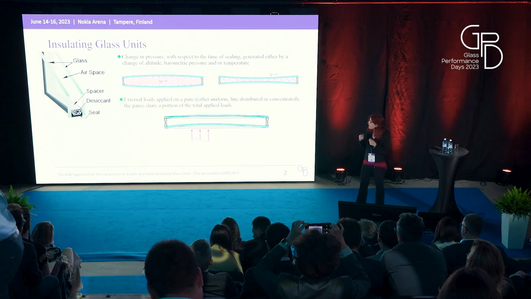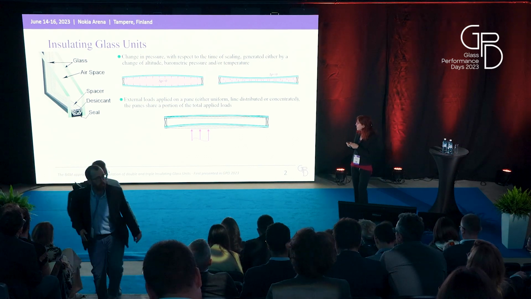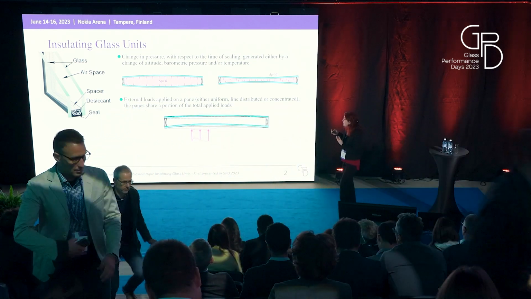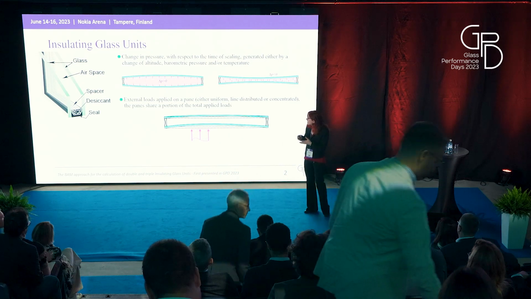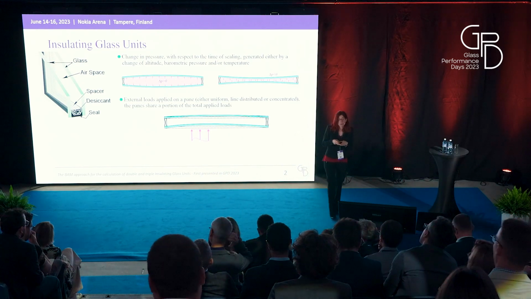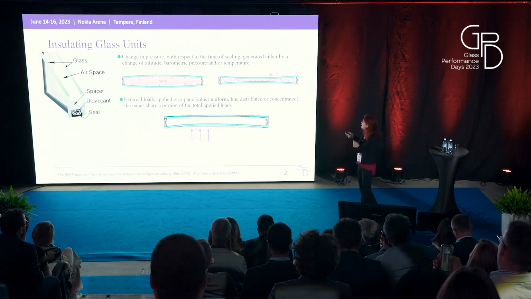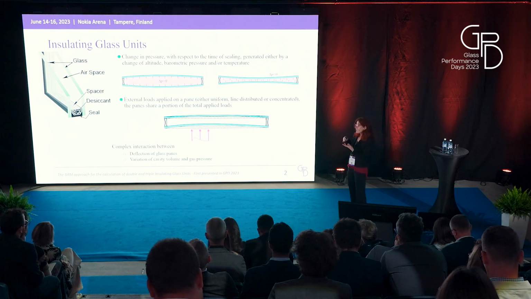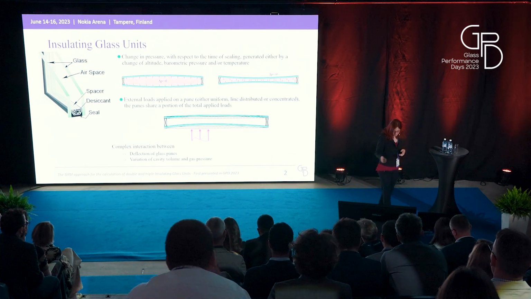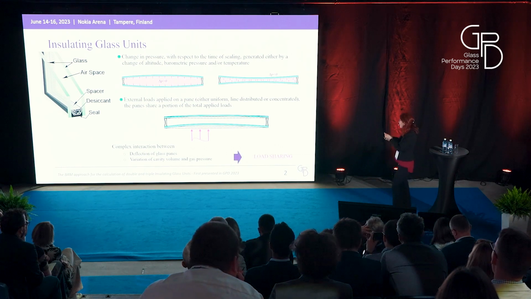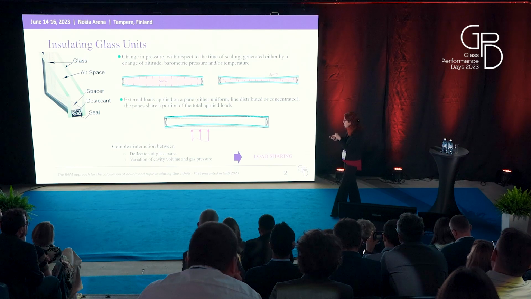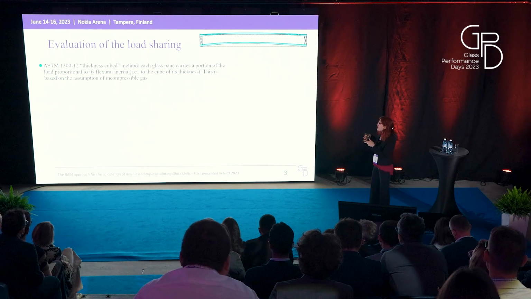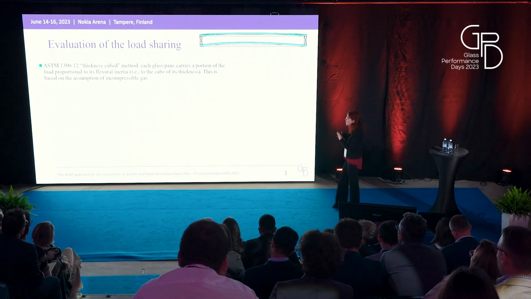The second kind of loads is represented by the external loads that may be either uniform, line distributed, or concentrated, applied on one of the external panes. The loaded pane can share a portion of the applied loads with the other panes through a complex interaction mechanism between the deflection of the glass plates and the variation of the cavity volume and of the gas pressure. This mechanism is usually referred to as the load-sharing mechanism, and both literature and standards prescribe different methods to evaluate the load sharing.